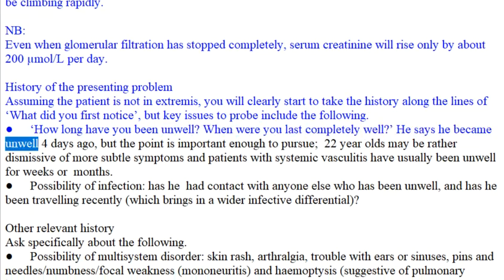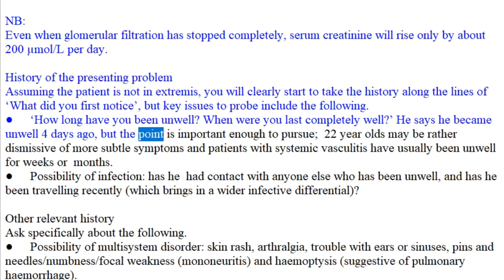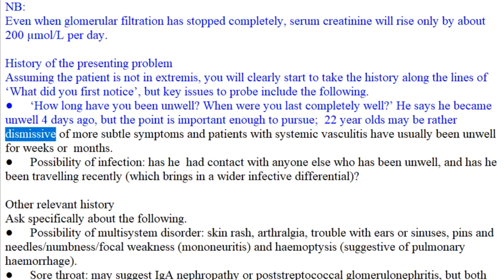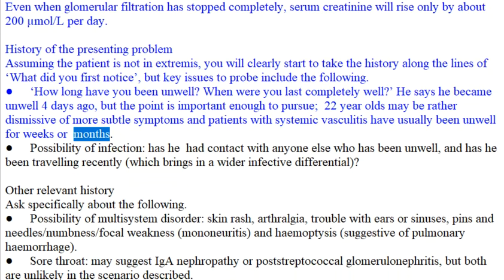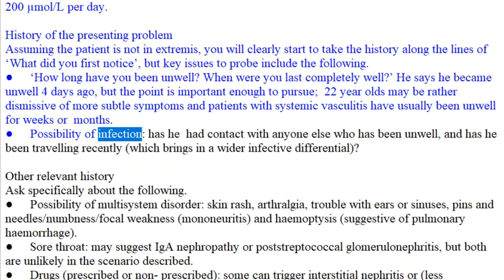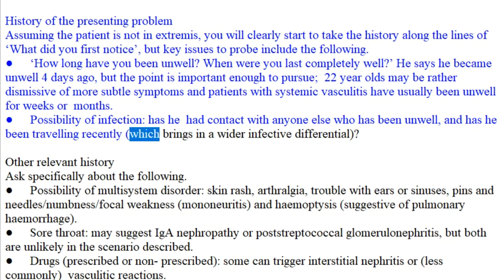He says he became unwell 4 days ago, but the point is important enough to pursue. 22-year-olds may be rather dismissive of more subtle symptoms, and patients with systemic vasculitis have usually been unwell for weeks or months. Possibility of infection: has he had contact with anyone else who has been unwell, and has he been traveling recently, which brings in a wider infective differential?